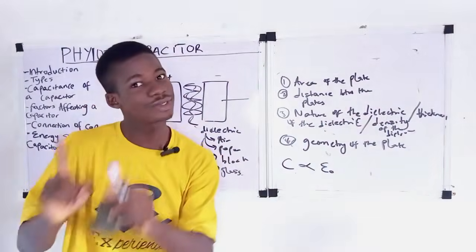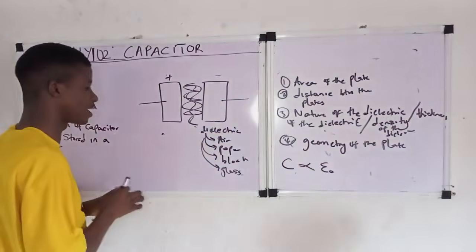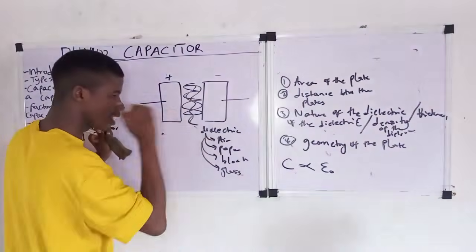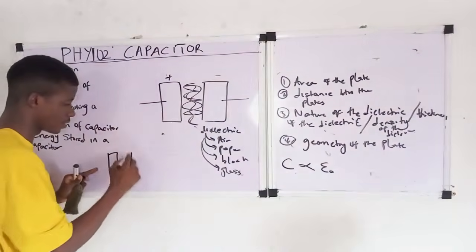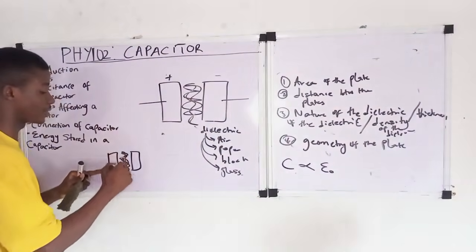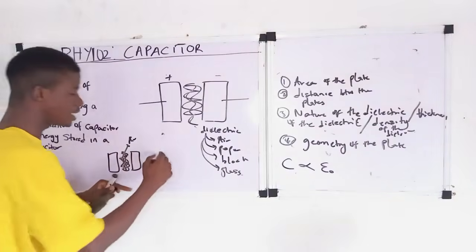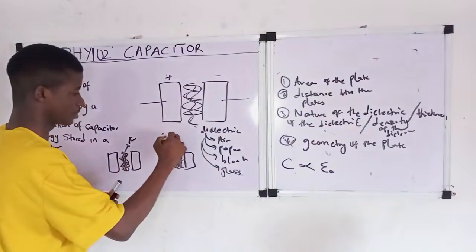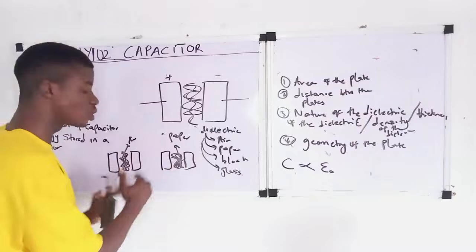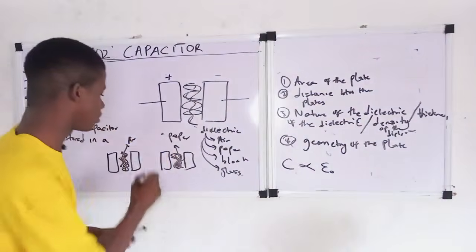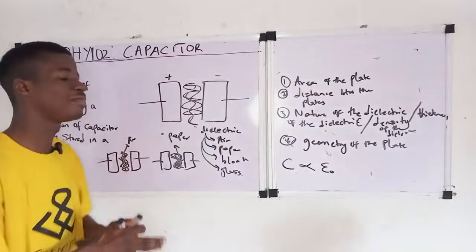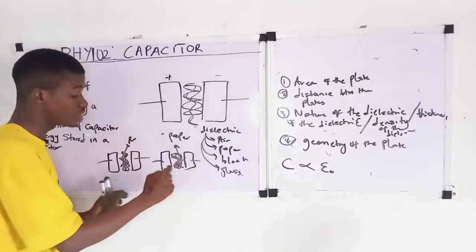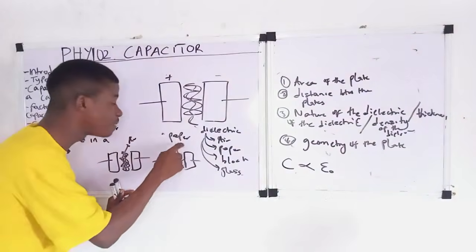or the density of the dielectric, or the thickness of the dielectric. So that tells you that if we compare two different capacitors, for example, let's say this is a capacitor, and the dielectric used in this capacitor is air. Then let's say this is another capacitor, and the dielectric used in this capacitor is paper. Which between these two capacitors will have the highest capacitance? Which one will store more charge? It will be this one that has paper as a dielectric.